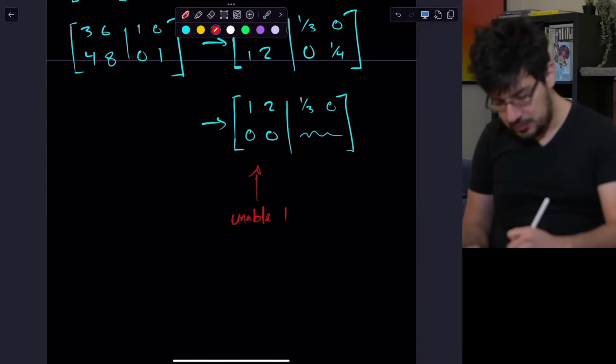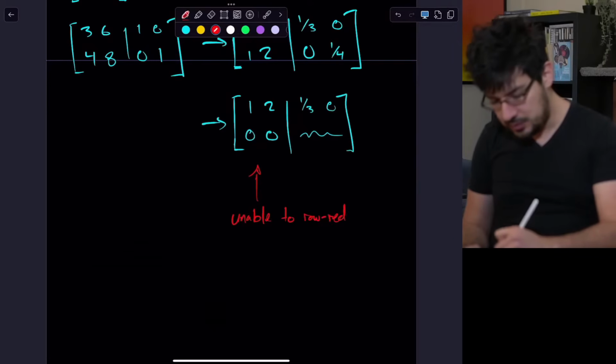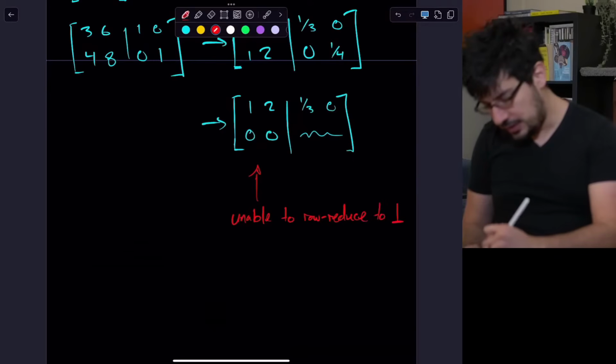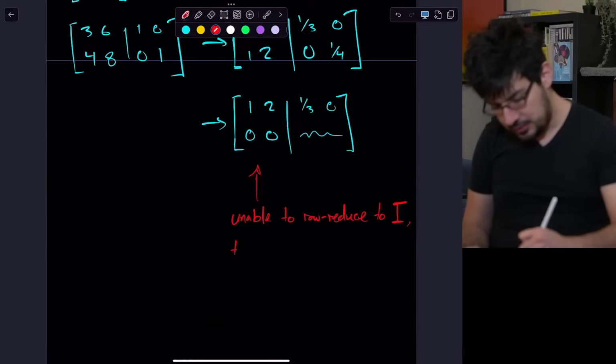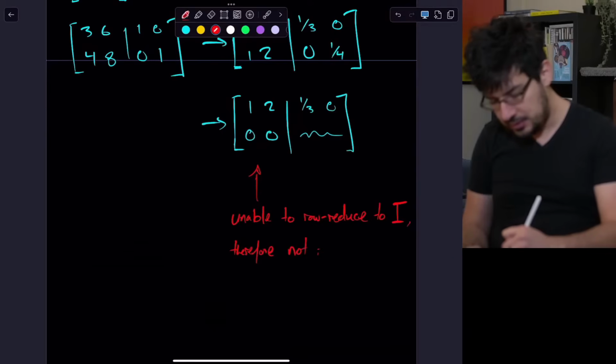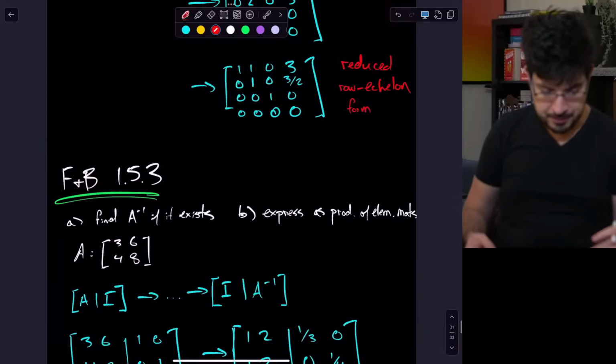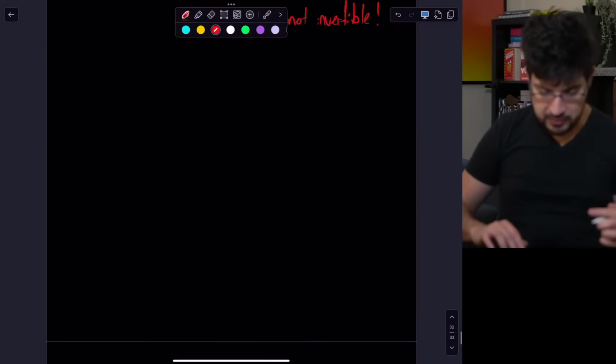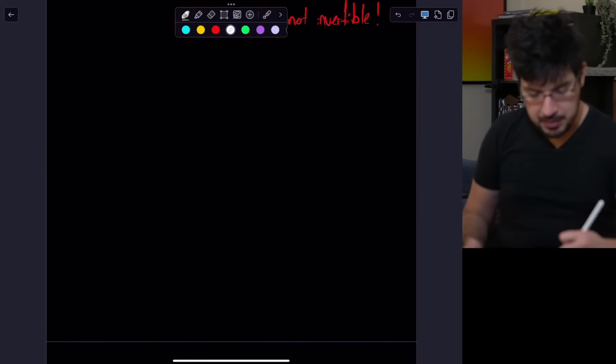Unable to row reduce to the identity matrix, therefore not invertible. Done. Let's get to the next problem.